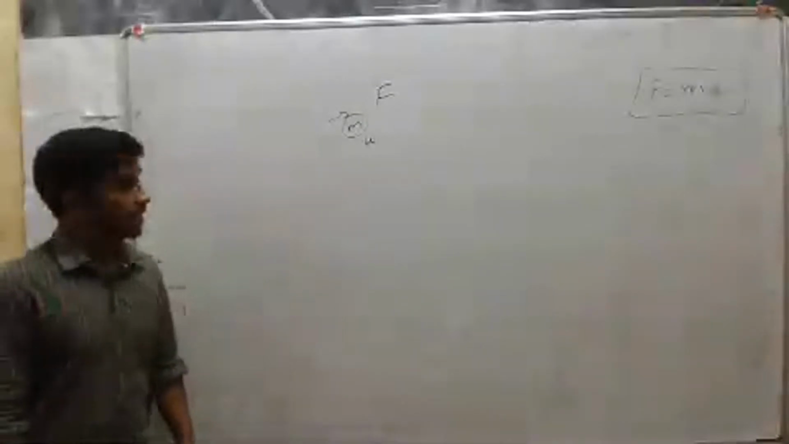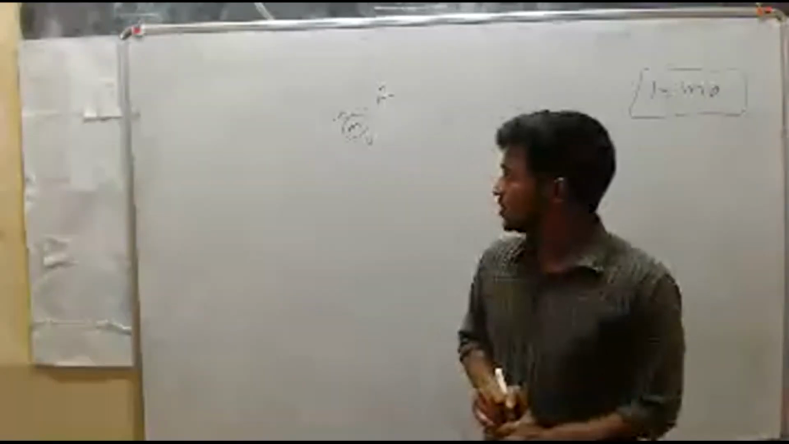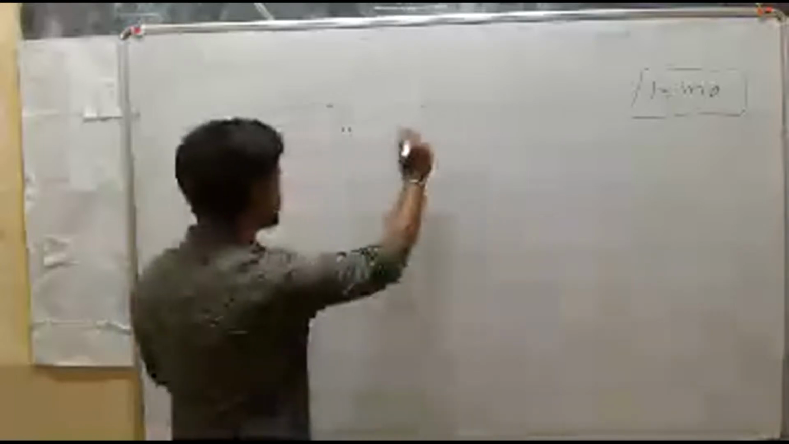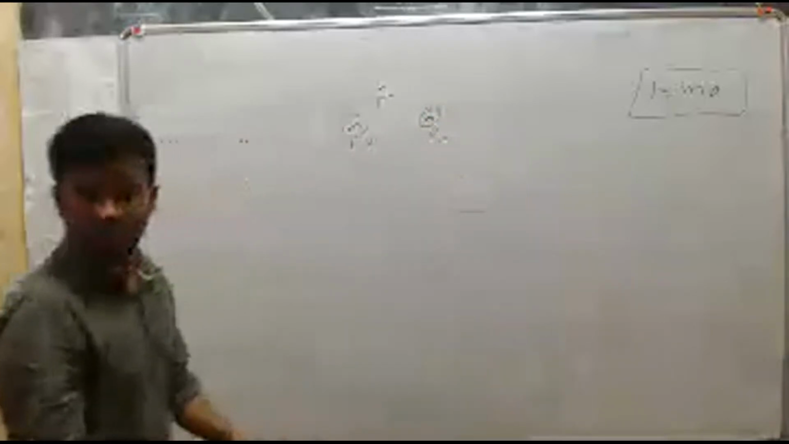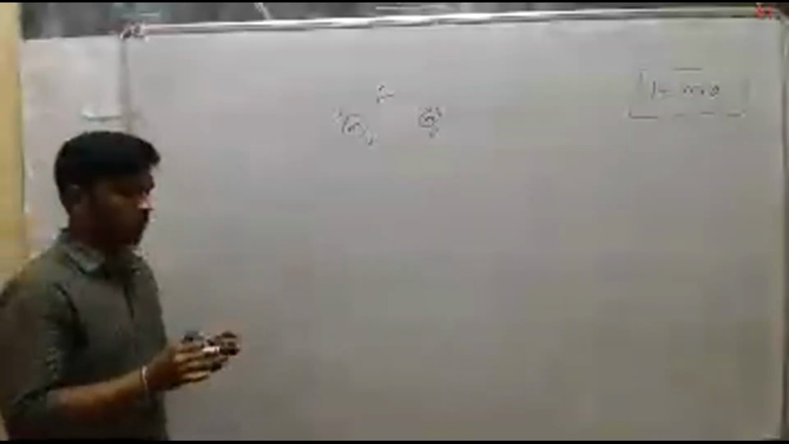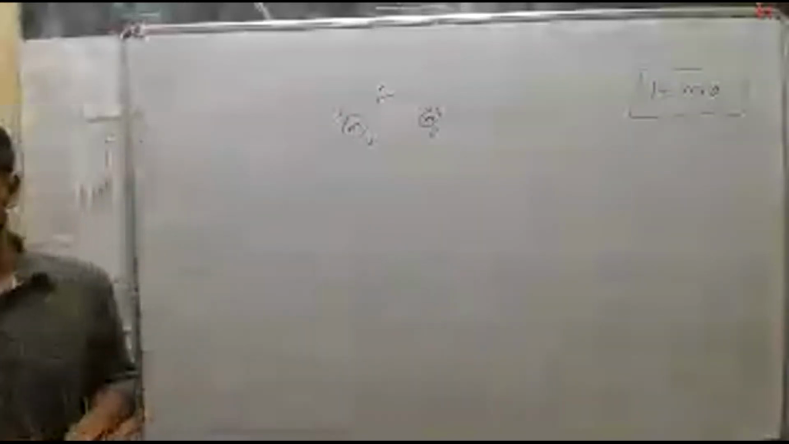Okay, so now consider the force which acts on this body as F. When you apply a force on an object, what will happen? Its velocity changes. Say its velocity changed from u to v. Why? That is because of the application of force.